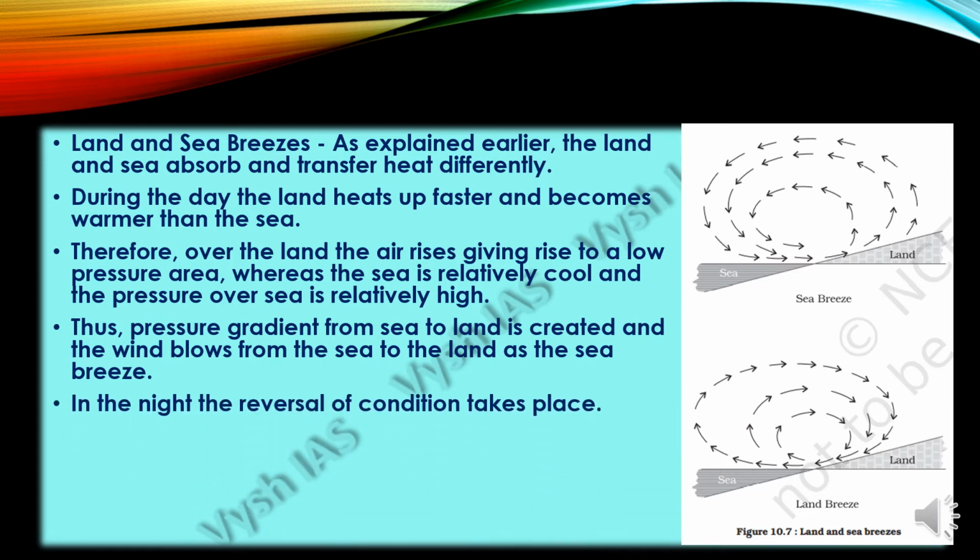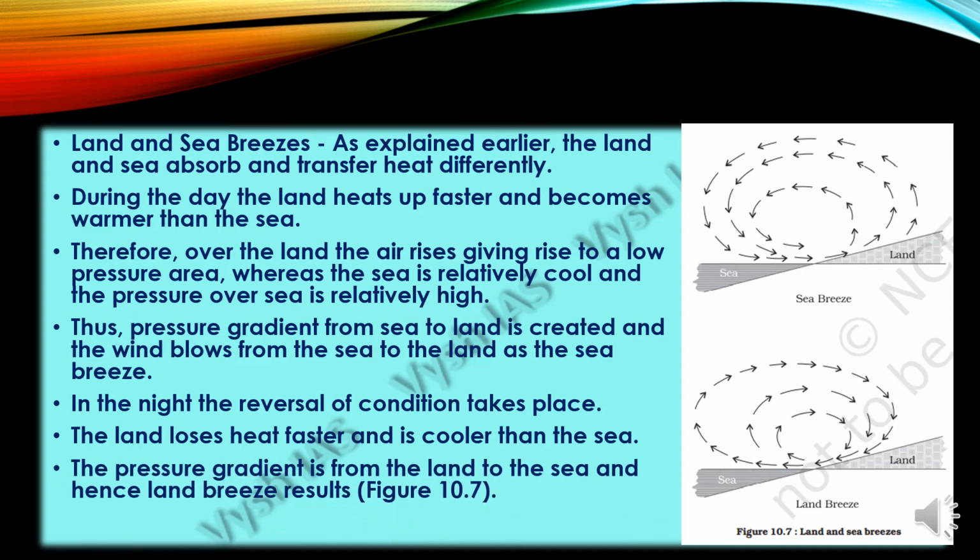So in the night, the reversal will take place, because in the night the earth will cool down. The land will lose its heat faster and be cooler than the sea. The sea will become a little warm in the night. So the pressure gradient is from land to sea, and hence it is called a land breeze.